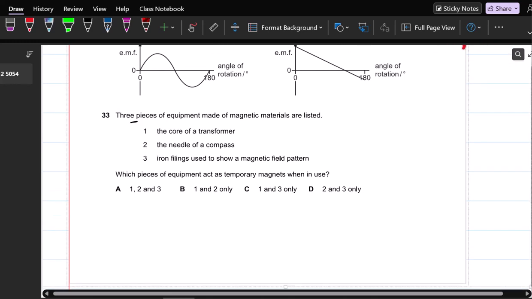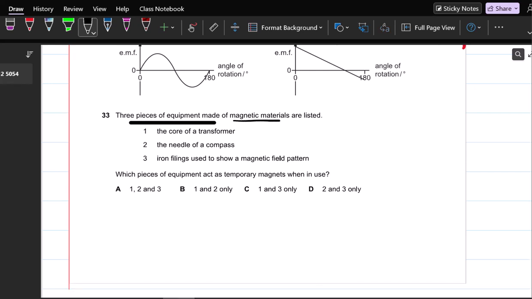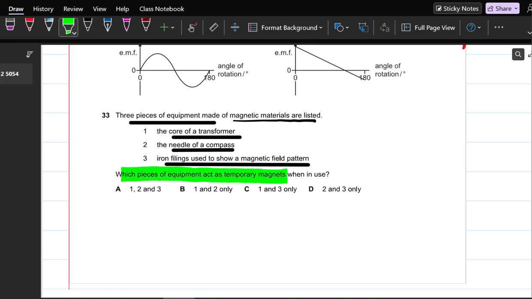Question 33. Three pieces of equipment made of magnetic materials are listed. One is iron core, core of transformer, needle of compass, iron filings used to show magnetic field pattern. Now the question is which pieces of equipment act as temporary magnets when in use? So the core of a transformer is a temporary magnet. Iron filings used to show magnetic field pattern, it is a temporary magnet. So 1 and 3. So C option is right here. This is a permanent magnet, so it is not included.